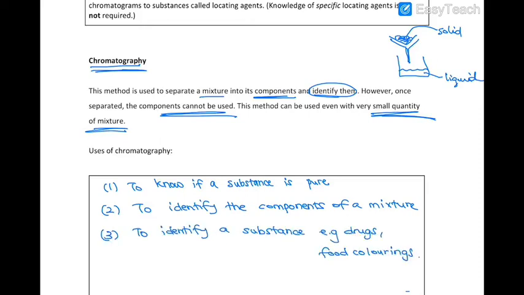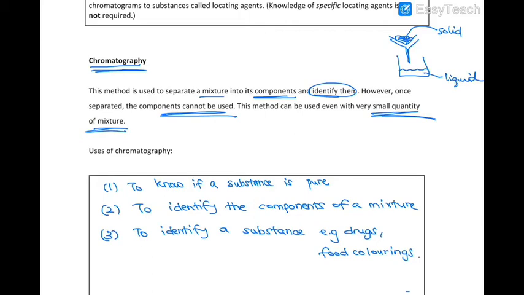And the third use is to know what substance we are dealing with, whether it's a particular drug. Let's say the anti-drug smuggling unit finds some white powder and they want to know whether it's flour, whether it's sugar, or whether it's a drug, whether it's cocaine or heroin.